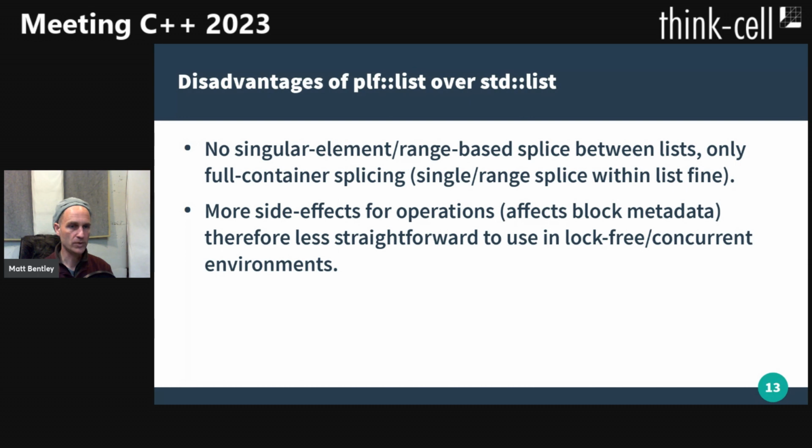So you do have full container splicing, so you can take this PLF list and this PLF list and combine them. And you can also splice within the list. So, taking a range within a given list or an element within a given list and essentially reordering stuff. There's also more side effects for operations because you have to keep track of erased nodes and this sort of thing. So it's less straightforward to use in a lock-free or concurrent environment.